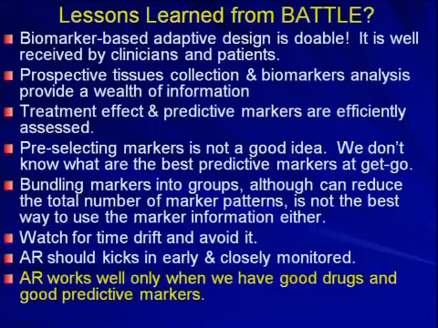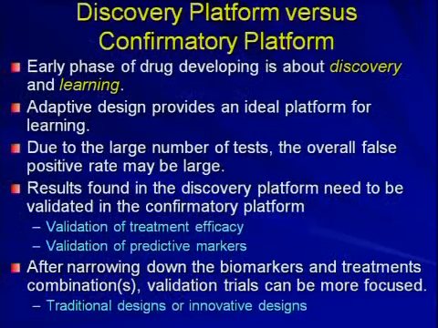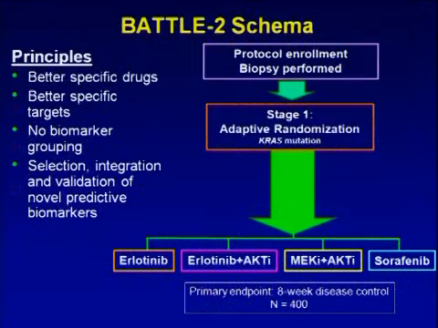This is the take-home message for this kind of outcome-based, biomarker-based adaptive trial: adaptive randomization only works well when we have good drugs and good predictive markers. Imagine that if you don't, then you basically fall back to equal randomization, but it will learn along the trial and do the right things. In this trial, it's basically a discovery platform, so it needs to be confirmed in the future.